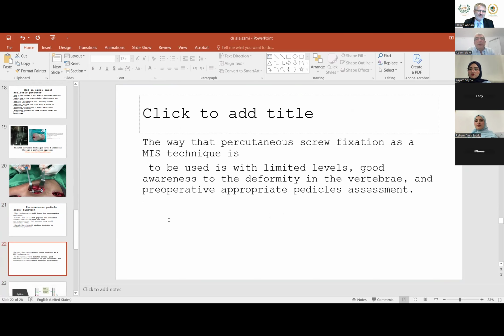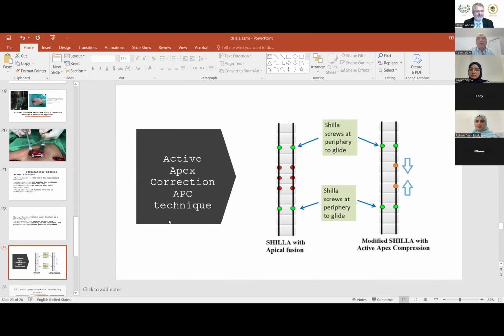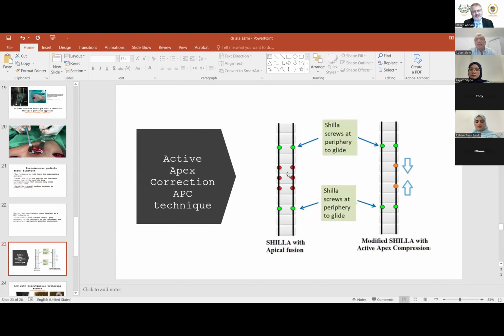And percutaneous screws should be used with limited levels, good awareness of the deformity, and appropriate preoperative pedicle assessment. For example, for the APC, when we put the pedicular screws percutaneously, we only put screws on the convex side. So it's much safer than putting them on the concave side. And this is the APC technique. On the left side, you can see the Shilla putting 6 screws in 3 levels to control the apex. Here in the APC, just the orange ones are one above and one below the most wedged vertebra on the convex side.